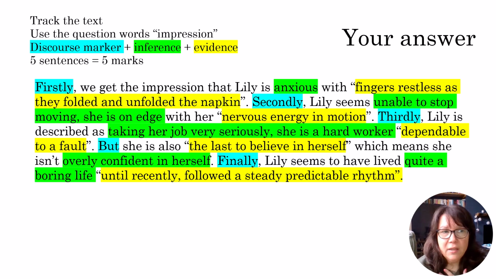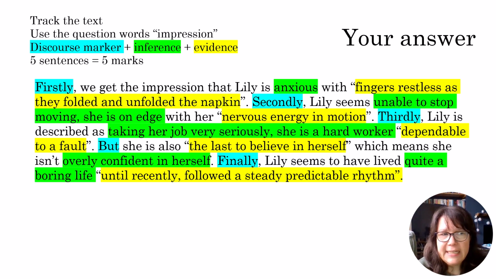So we're going to start with, firstly, we get the impression that Lily is anxious, with fingers restless as they folded and unfolded the paper napkin. So I've got my discourse marker. I'm going through the text, tracking it in order. So I'm saying the first thing I found about her was this, and I've got my inference. I think the restless fingers as she folds and unfolds shows that she's anxious. You could have come up with a different word, nervous, apprehensive.